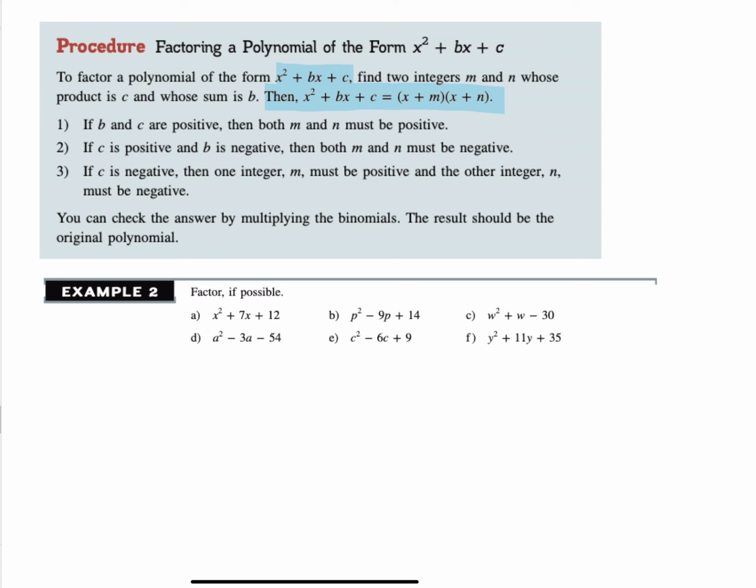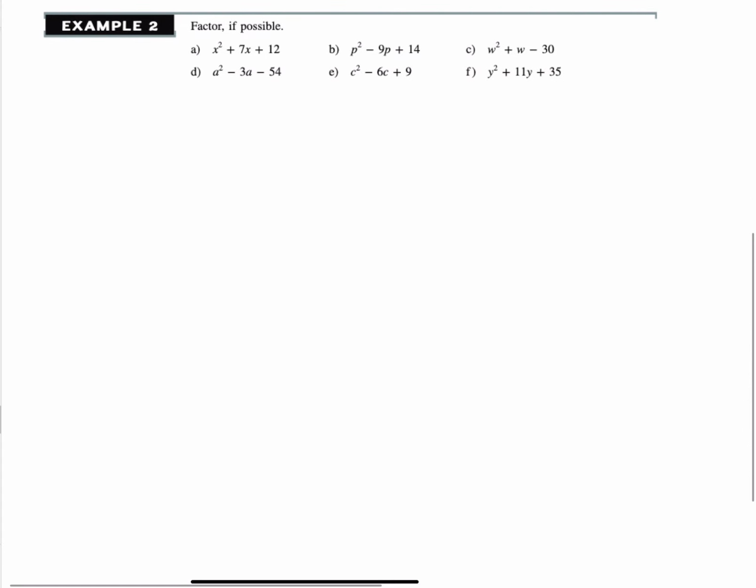So it says if b and c are positive, if everything's positive, then your two factors must also be positive. If c is positive and b is negative, that was our second case, where both of your factors should be negative. That means they'll multiply to equal a positive number and add to be a negative number. If c is negative, then one of those factors should be positive and one should be negative to produce a negative number. And it says we can always check by multiplying our result out.